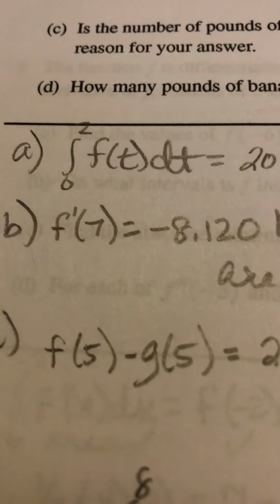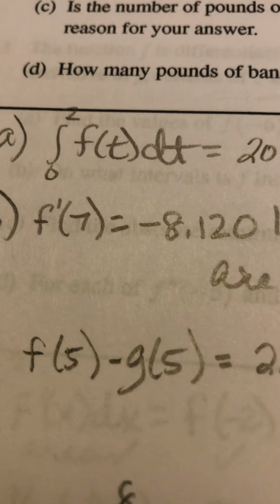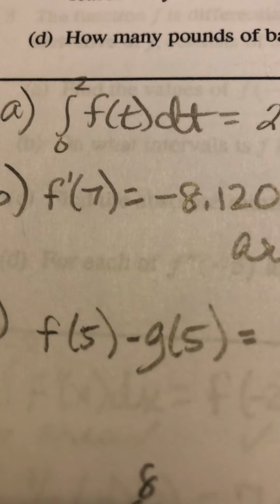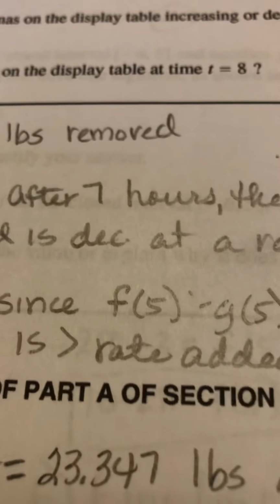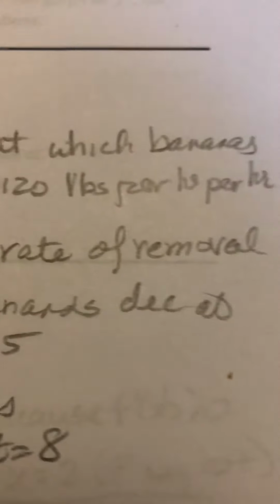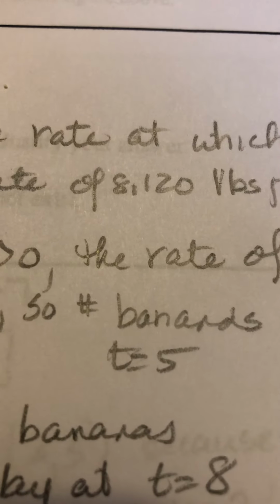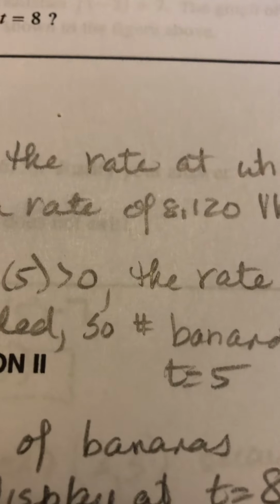Okay. Part C, is the number of pounds of bananas on the display increasing or decreasing at 5? Give a reason for your answer. So I just did the rate at which they're being removed minus the rate at which they're being added and got a positive value. Since f of 5 minus g of 5 is positive, the rate of removal is greater than the rate added, so the number of bananas is decreasing at t equals 5. Okay, because if we're doing rate removed minus rate added and we get a positive number, that means the rate removed is bigger, which means we're losing bananas.